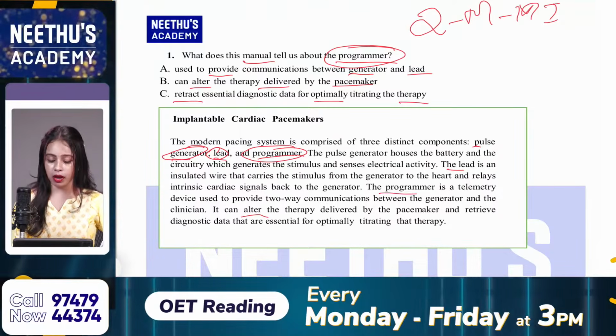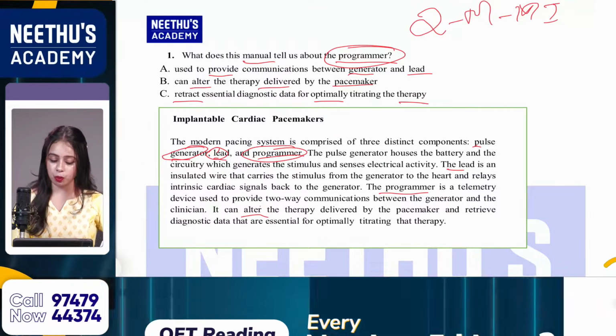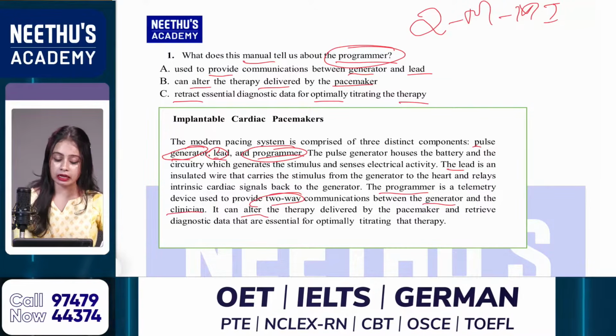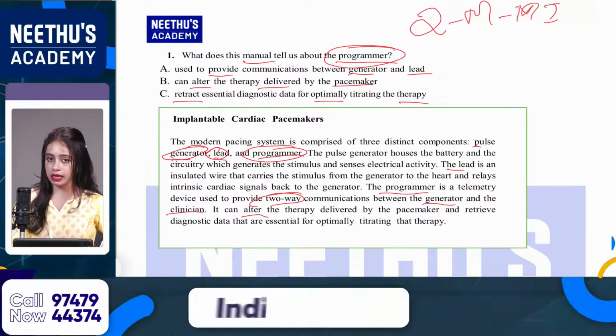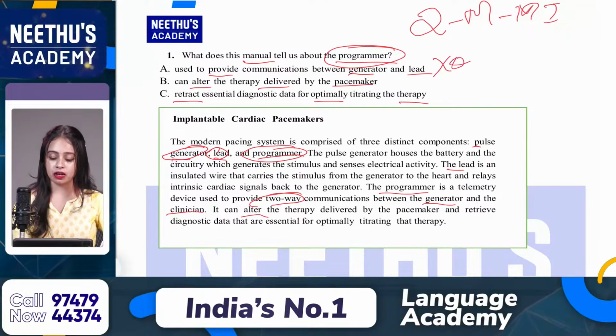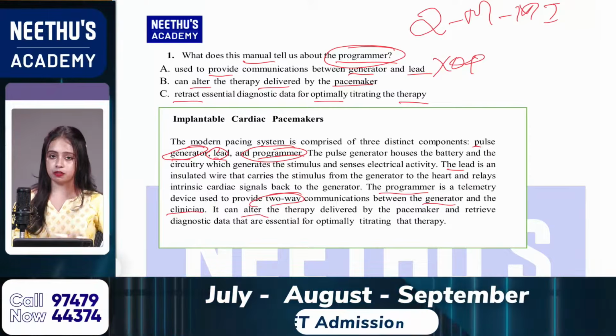See, the programmer is a telemetry device used to provide two-way communications between the generator and the clinician. It's not about generator and the lead. It's all about generator and the clinician. So you can eliminate option A, which I found to be a contradictory or opposite option.